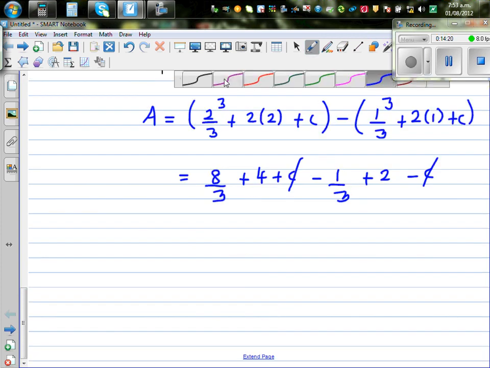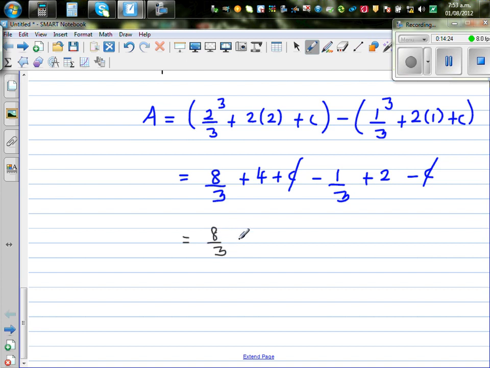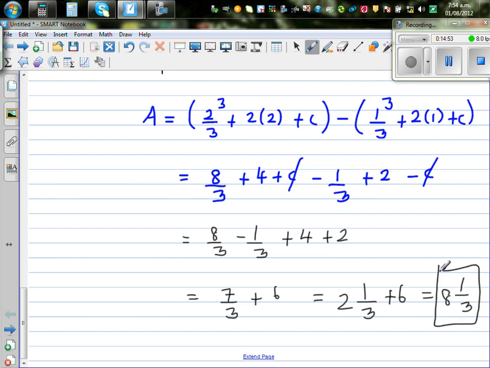So let us simplify this. This is 8 over 3 minus 1 over 3 plus 4 plus 2. Hopefully I'm not making any mistakes. We'll confirm this on a calculator. So this is 7/3 plus 6. 3 goes into 7 twice, so this is 2 1/3 plus 6. So the ultimate answer should be 8 1/3. The area should be 8 1/3 exactly.